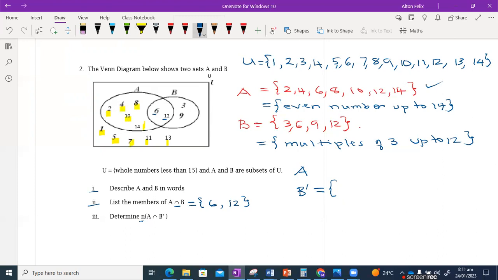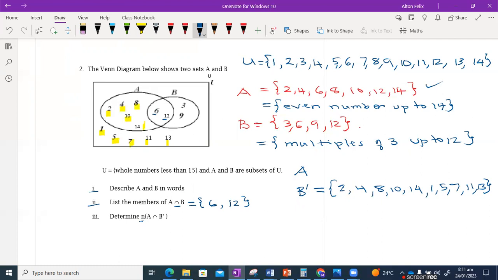So we need to write out all of those. Just to list them, not in any particular order. So let's go 2, 4, 8, 10. Then we have 14. And that will also include 1, 5, 7, 11, 13.